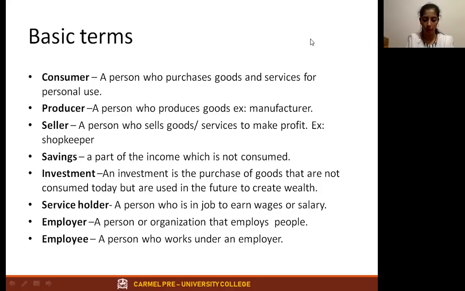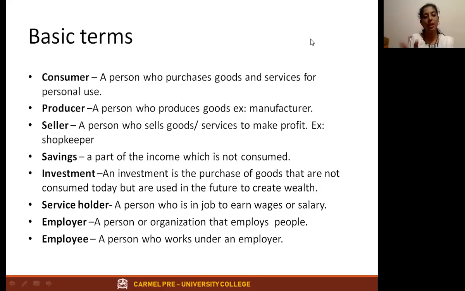Then comes the service holder. A service holder is a person who is in a job to earn wages or salary. I'm a service holder at Tamil PU College. Then comes the employer. Who is an employer? An employer is a person or organization that employs people. Tamil PU College is an employer. Clear? That is the difference. An employee is a person who works under an employer.